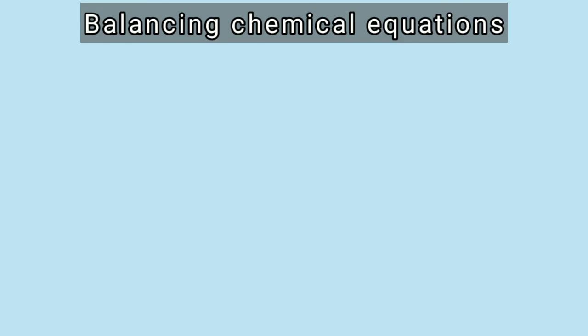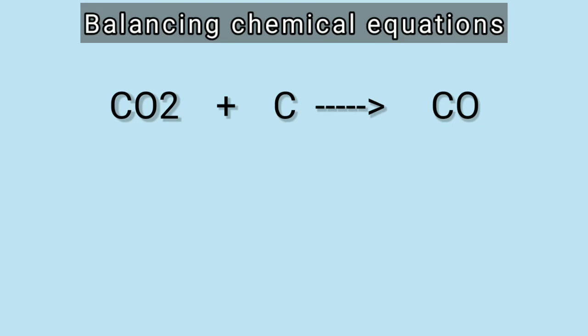One last equation we will balance, and it is quite a simple one. We have carbon dioxide reacting with carbon to form carbon monoxide. We have 2 carbon atoms on the left side and 1 carbon atom on the right side. Oxygen also 2 on the left side and 1 on the right side. To balance that, we will just write 2 as a coefficient of carbon monoxide and the equation is balanced.